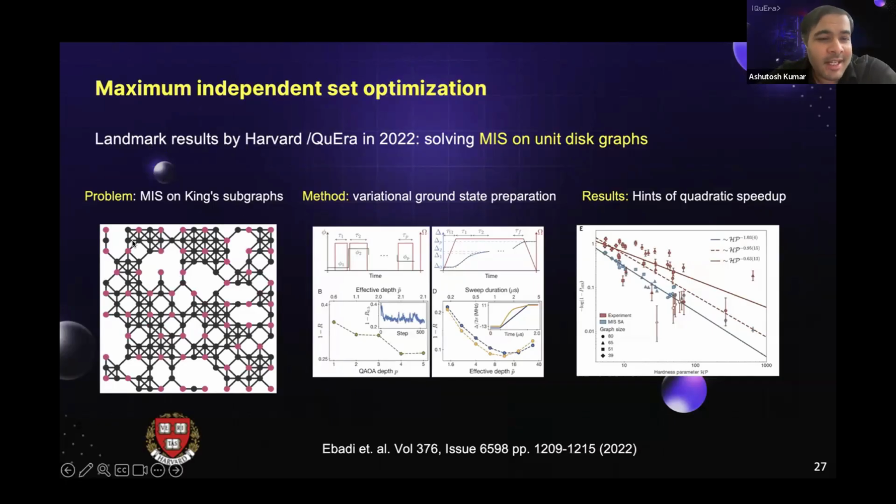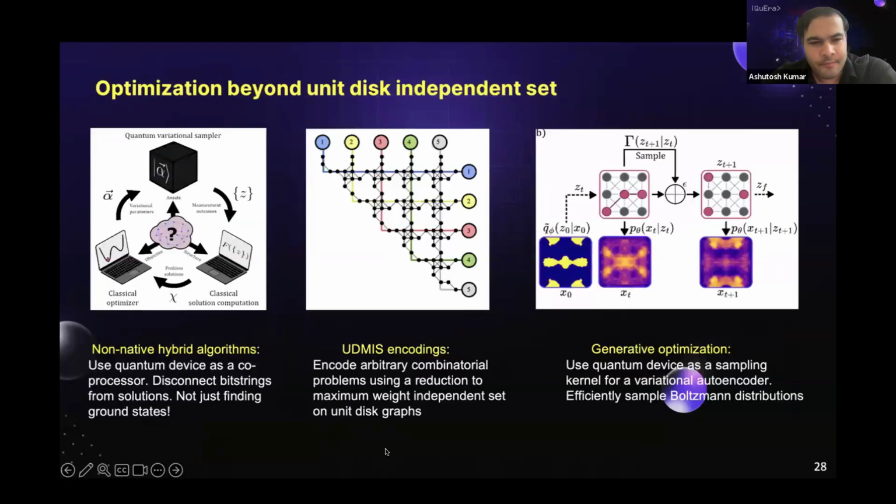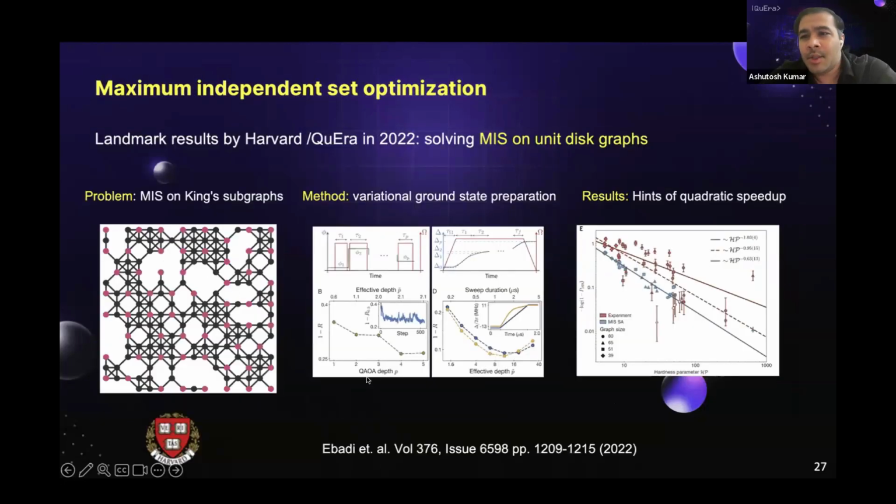So just to repeat again, the MIS problem is, for a given graph, you have to find the largest set of nodes such that no two nodes in that set share an edge, that is, they are not adjacent. This is generally an NP-hard problem. So this was done in the work I mentioned, and in this work, they showed hints of a quadratic speedup by employing this MIS mapping on Aquila.